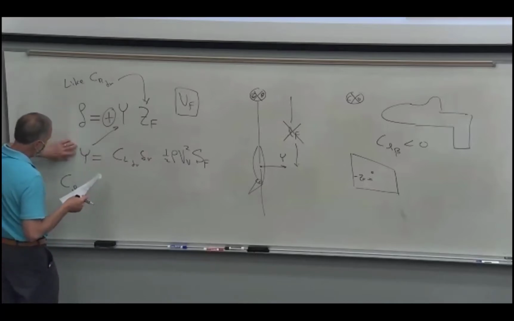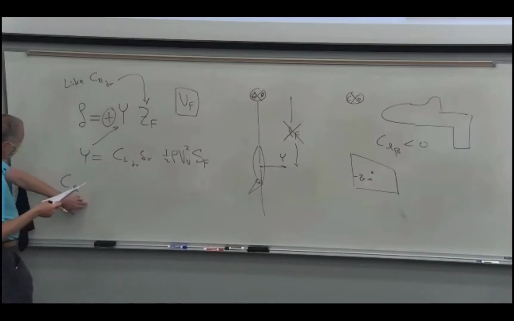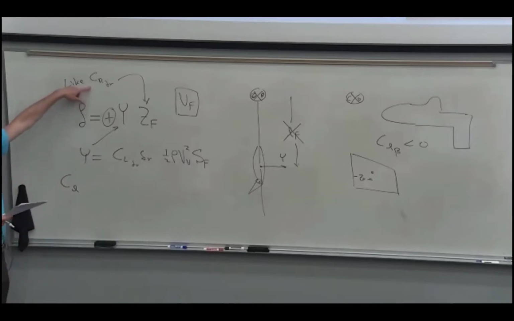So make sure you show through this work, you show the dividing by Q bar for the total airplane, just like we did for Cn delta R. Go through the same steps that we did and you're good.